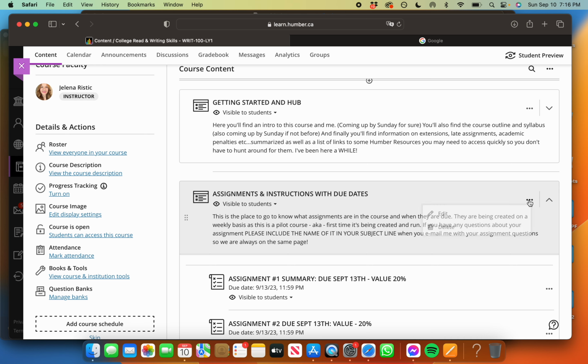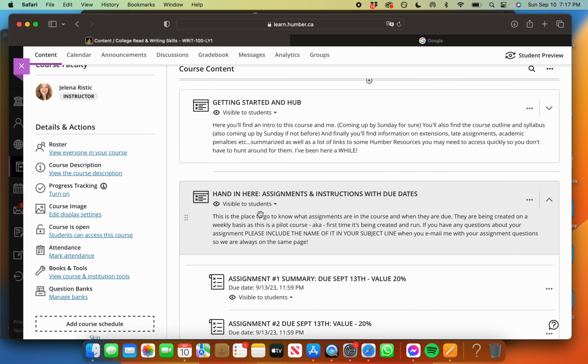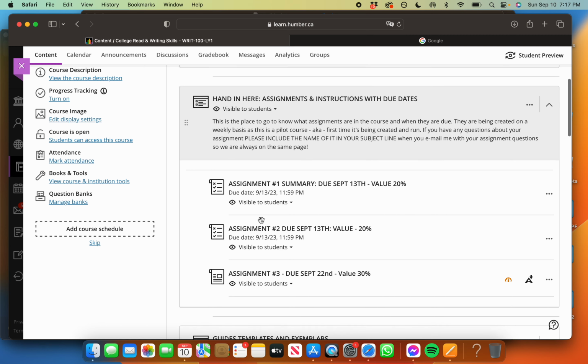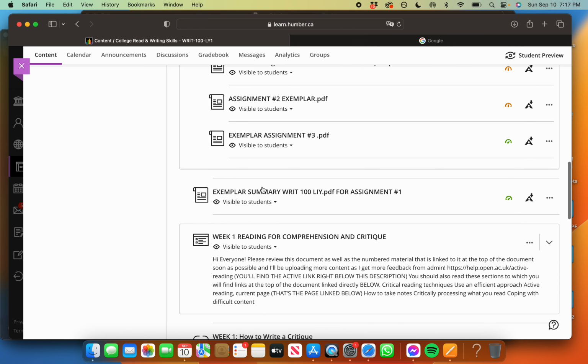And actually, just to make it perfectly clear, I'm going to write so you can see how this works in real time. Hand in here, okay? So this is where you hand in your work. Anything under this folder is where you're going to be handing in your work.